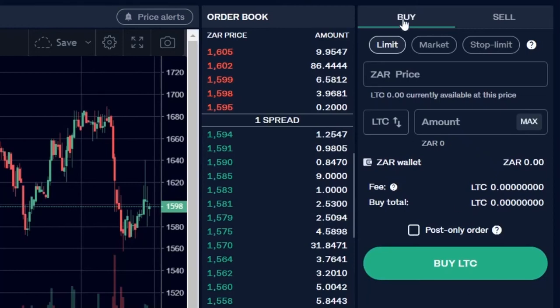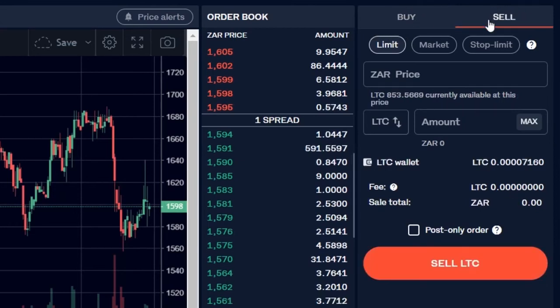Okay, you have two options on Luno. You have the buy option, which is the one that I'm circling over here with the mouse. As you can see, it is in a green color. You also have the sell option, which is the one that I'm circling over here with the mouse, as you can see, and it is in a gray color. These two options are used for different reasons.